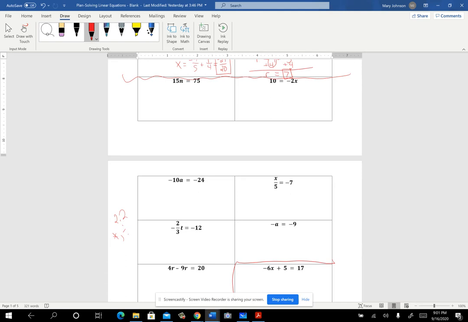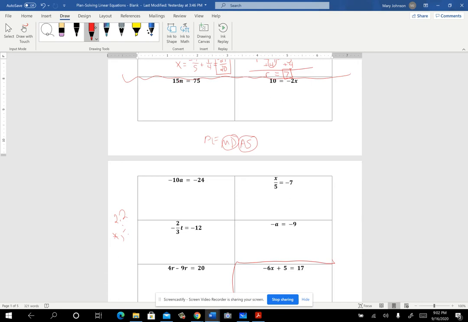So, for instance, on this first problem, 15 times n equals 75. Don't forget, that's an understood times in between. And then you've got to think about, well, multiplying and dividing are opposites of one another. Remember our PEMDAS and how we circled the M and the D? They're pretty much equal operations. They're just inverses. And we circled the A and the S because addition and subtraction are inverse operations.